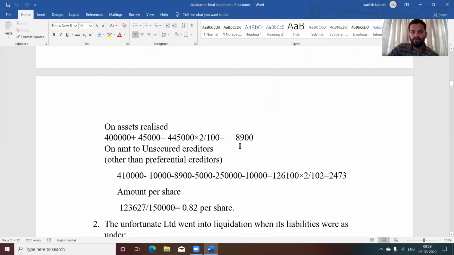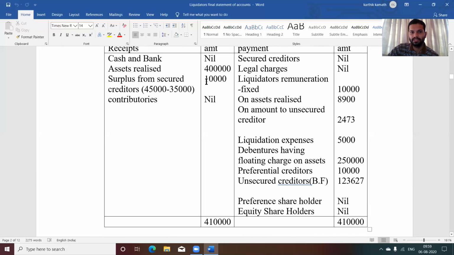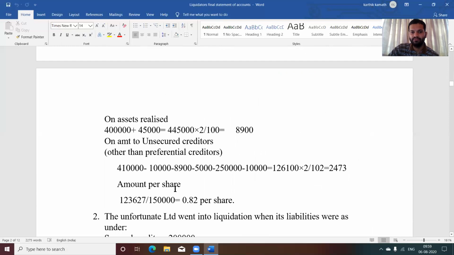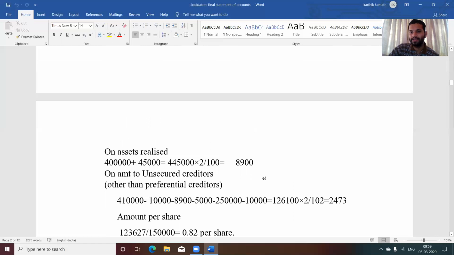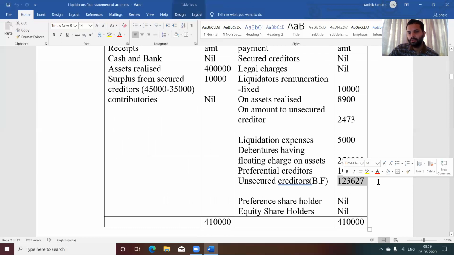Now you need to calculate the liquidator's remuneration on the amount realized to unsecured creditor. How to calculate? First, you see the receipt side. On the amount to unsecured creditor other than preferential creditor, that is given in the problem. So 4,10,000 is the receipt side total. 4,10,000 minus all the payment side information, that is 10,000, minus 8,900, minus 5,000, minus 2,50,000, minus 10,000. You will get 1,26,100, and the unsecured creditor amount you don't know.